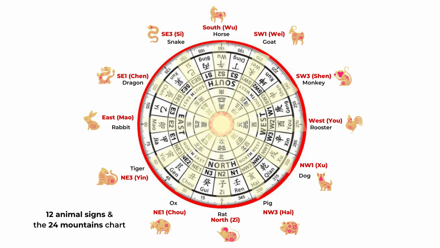Here we have the 24 mountain chart, which shows the 24 directions. It's from the 8 basic directions, and each direction is divided into 3 directions. For example, we have north 1, 2, 3, and the south 1, 2, 3. So that will be more detailed than just the 8 directions. And in these 24 directions, you can see the specific direction for each animal sign. The rat is in the north or the N2 direction, and the horse is the south 2 in the center of the south. Now we'll look at each animal sign's lucky and unlucky directions.